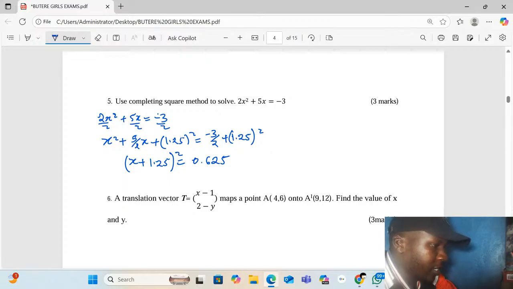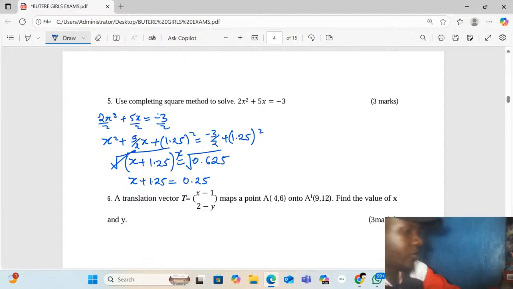Now at this point, this one is squared. For us to remove this square sign, you have to find the square root from both sides, so that this square sign goes with this square root sign, so that we remain with x plus 1.25 is equal to the square root of 0.0625, you get 0.25.